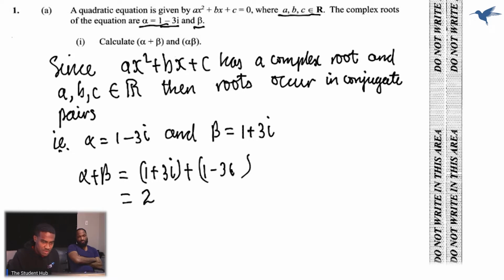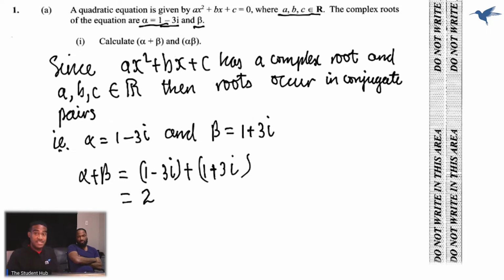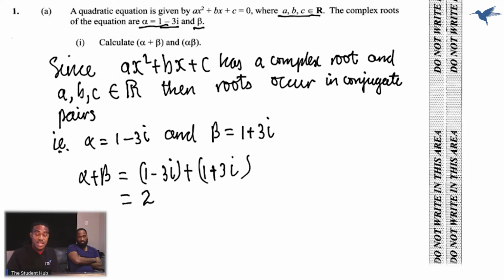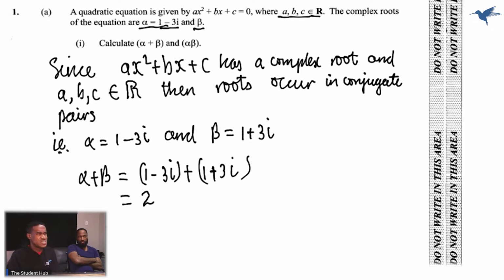So alpha plus beta would be that. Let me just fix this i, it looks kind of weird, and let me just fix it to be in coordination with what alpha is and what beta is. So that's basically it. We would just add a real part to a real part. You get 2, and then the imaginary parts will cancel off each other. These will cancel, and that's basically it. Simple stuff. This was, I think, 3 marks. So these are easy 3 marks.